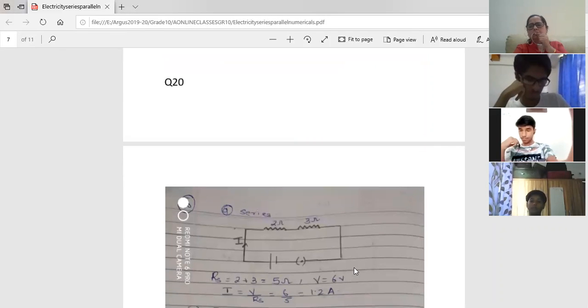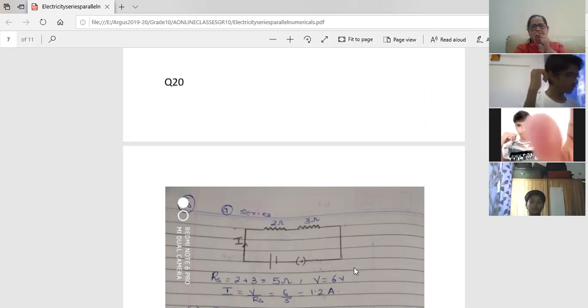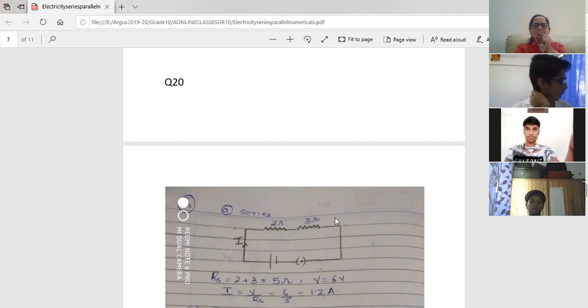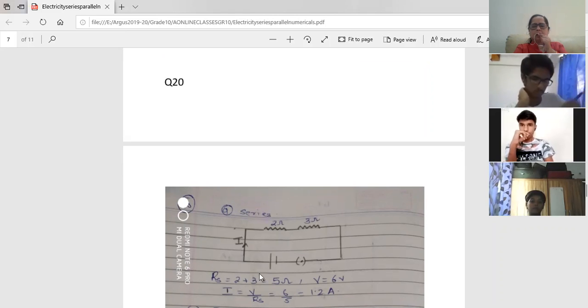What happened? When they are arranged in parallel, then 5. Okay, Dhruv. Okay, fine. So in series, can you see now? These 2 are connected. This is how the circuit diagram will look. You are asked to draw the circuit diagram. Children, this is how the circuit diagram will look, okay?